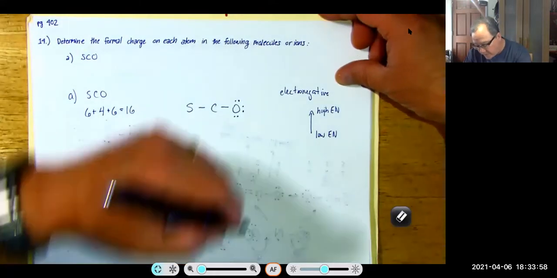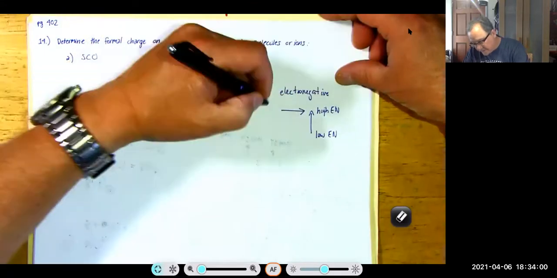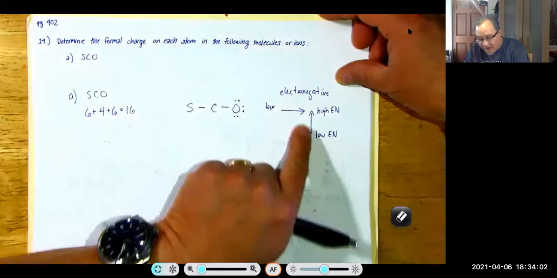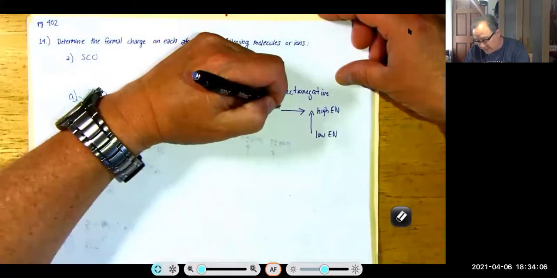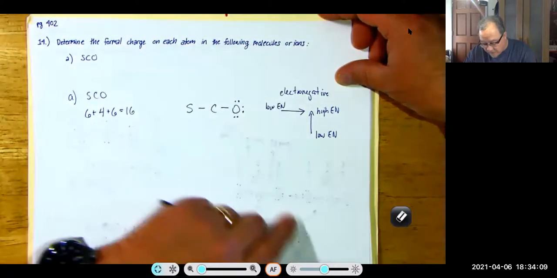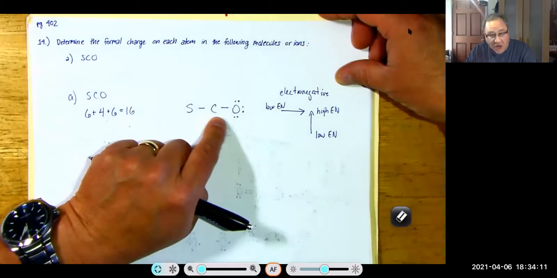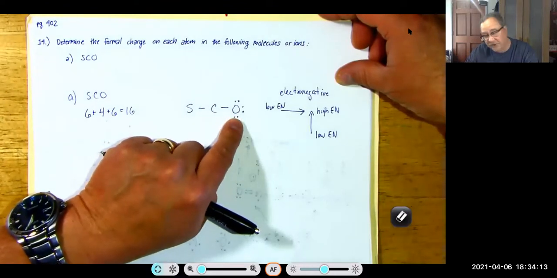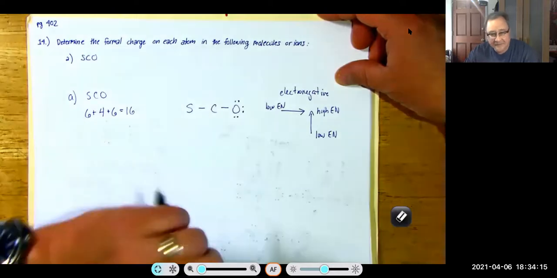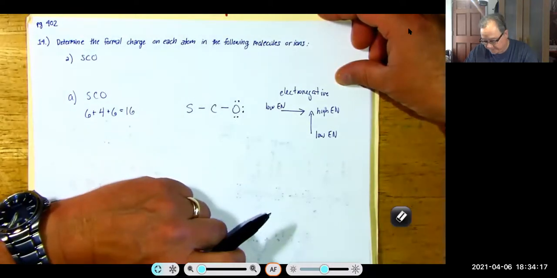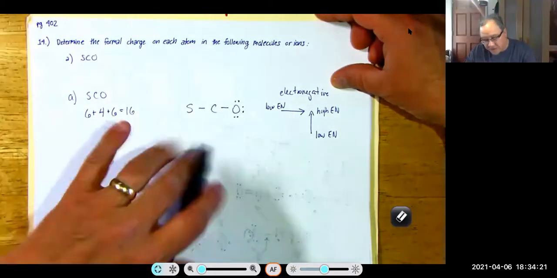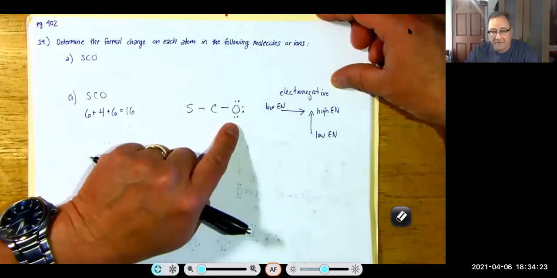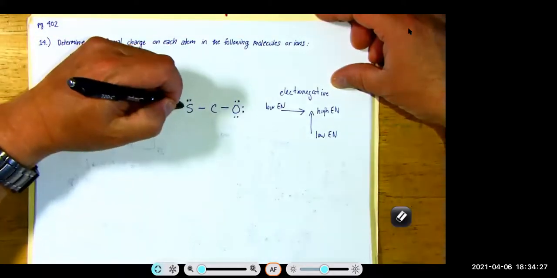The way it works in a period is that the one on the right has a high electronegativity, one on the left has a low electronegativity. So if we were to compare carbon and oxygen, oxygen's more electronegative because it's more to the right. Okay, so we put the electrons on the more electronegative terminal atom first. And now we put the rest here.